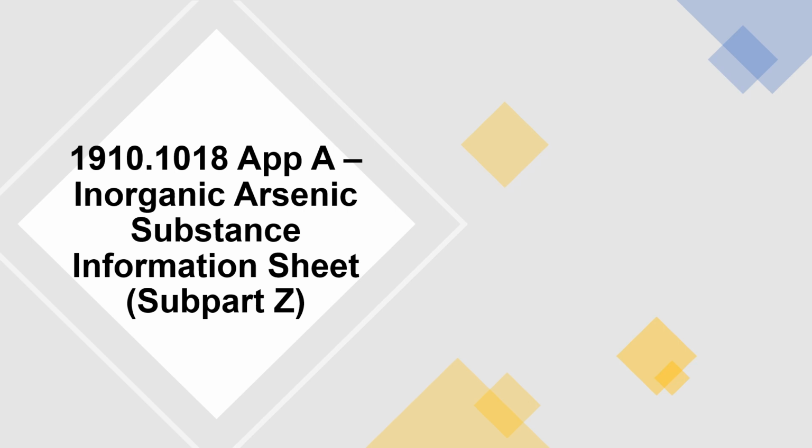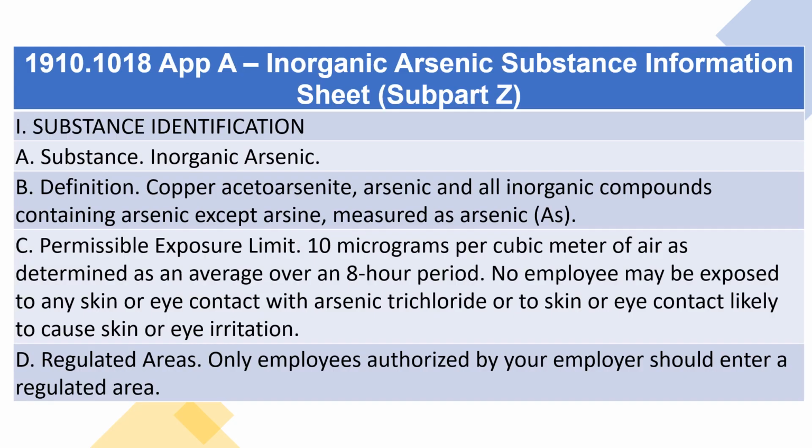1910.1018 Appendix A. Inorganic Arsenic Substance Information Sheet. I. Substance Identification. A. Substance. Inorganic arsenic. B. Definition. Copper acetoarsenite, arsenic and all inorganic compounds containing arsenic except arsine, measured as arsenic (As). C. Permissible exposure limit. 10 micrograms per cubic meter of air as determined as an average over an 8-hour period.